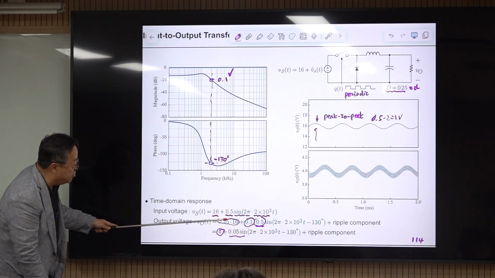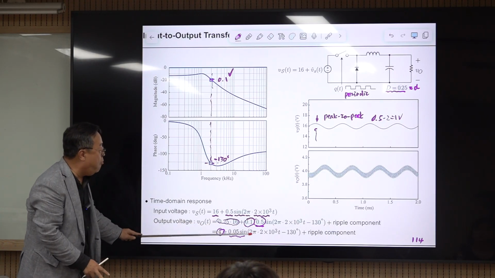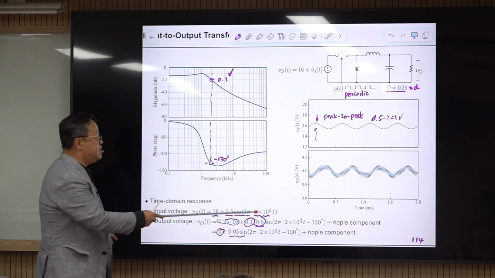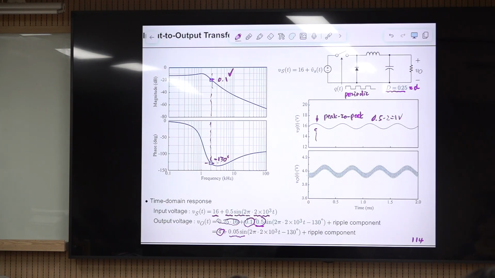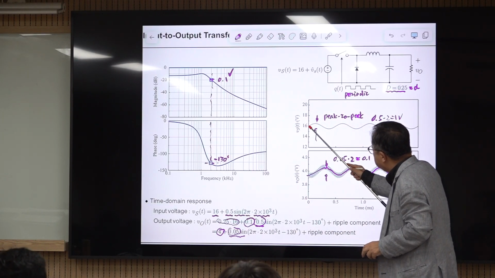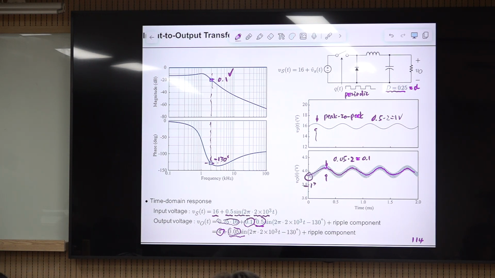Then the output is this one, coming from the two DC components, and this one coming from this AC component, and the composite signal is this one. You have some ripple component which is ignored in this simplified analysis. So this is our prediction, and the simulation result is shown here. Just the average of this, a continuous line passing through the middle point, should be 0.05 times 2, peak to peak 0.1 volt, which is very accurate. And if you take a closer look at this point, there is a phase delay. The phase of this one is 0, but the phase of this one is not 0. Probably this phase is minus 130 degrees.